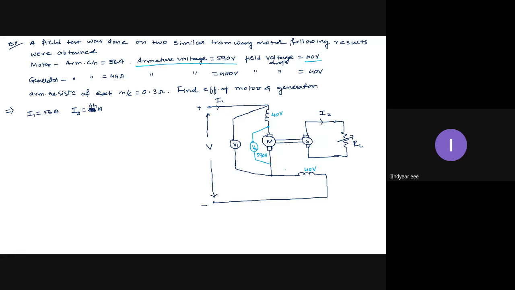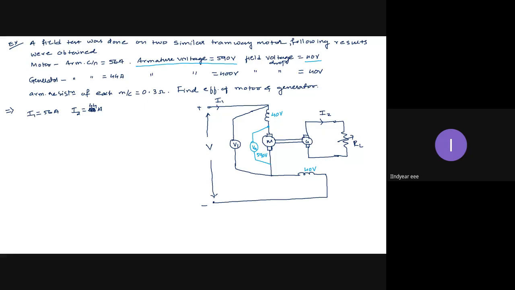Or instead of giving it as armature voltage, if they had given motor voltage, it would have been correct. If the statement was given as motor voltage equals 590 volts, it would have been correct. But unfortunately, even in the question paper, it is given as armature voltage only. So the problem now arises: whether the person who followed this question will follow the solution of his own or the solution of the textbook has to be observed. Getting my point?